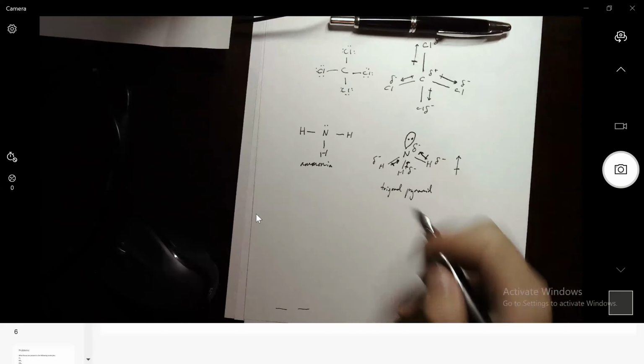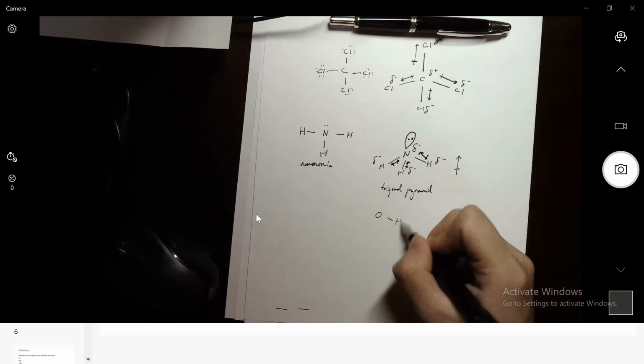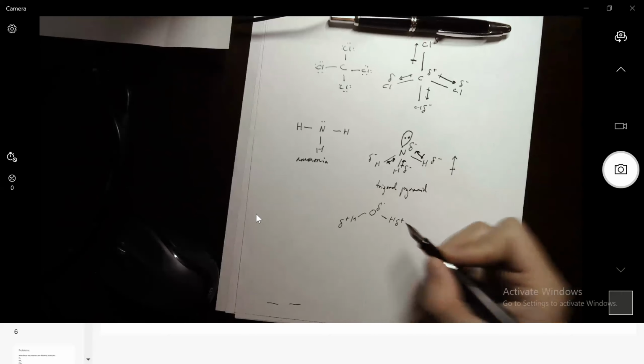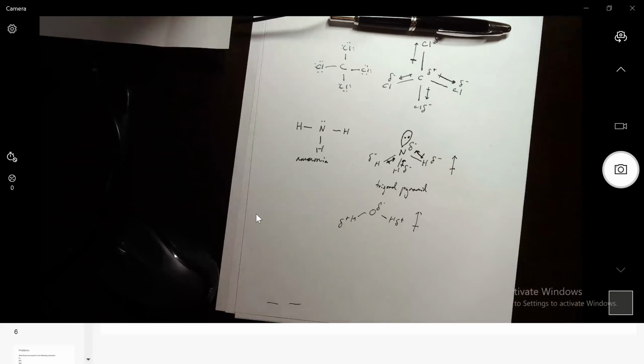So the same goes for H2O, which I'll just do quickly. So overall, we get that dipole. Okay.